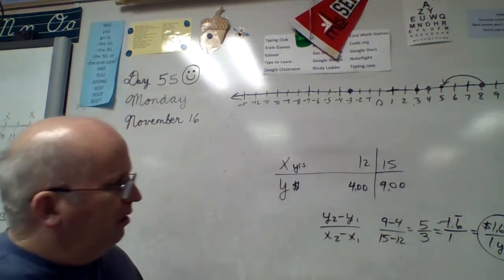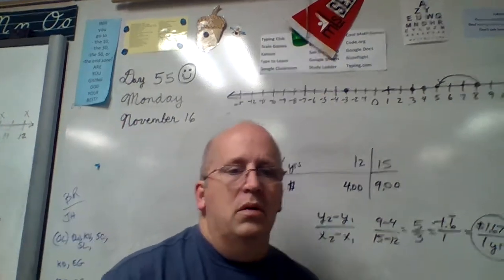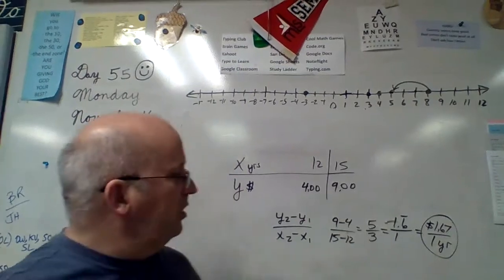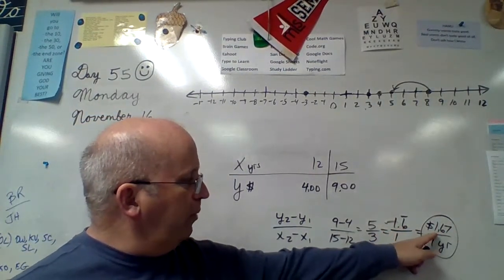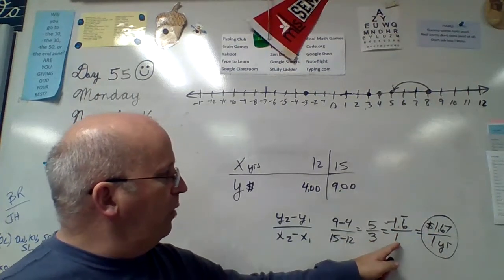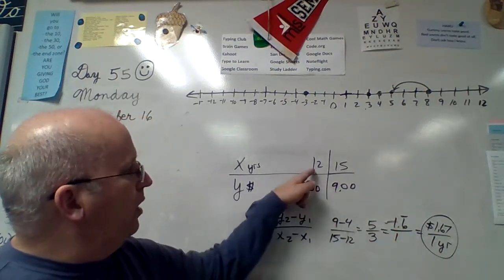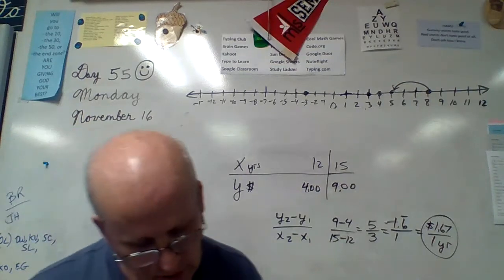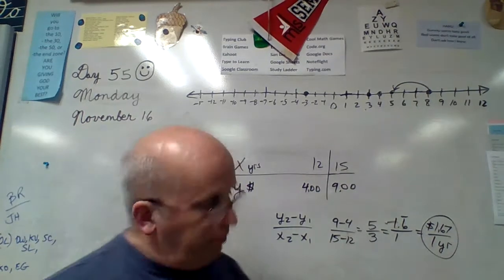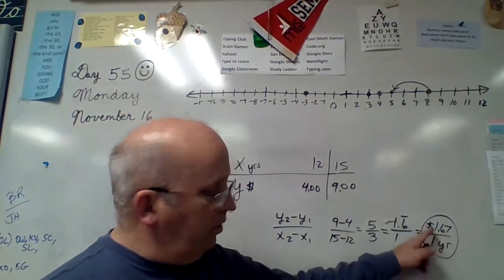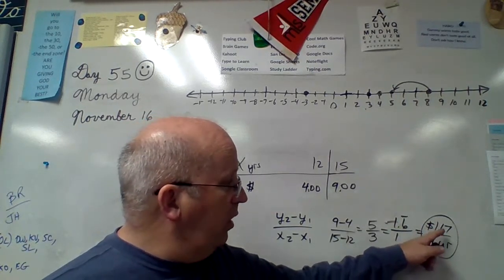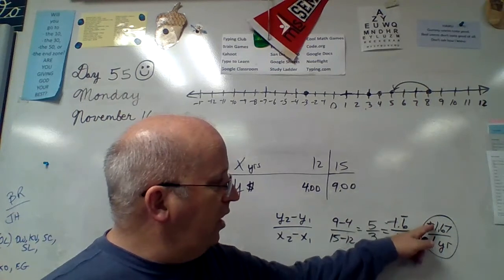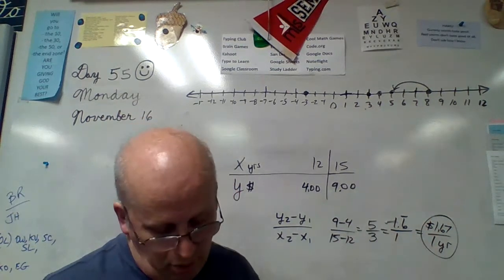Huh? Where did I get that from? $1.67 over 1 year. Well, this is money, so it needs to have 2 decimal places, right? Compared to an amount of years. Money on the top, years on the bottom, right? So in this particular case, we're talking about the weekly allowance differences from 12 to 15, and we're getting a weekly allowance difference of $1.67 per 1 year.